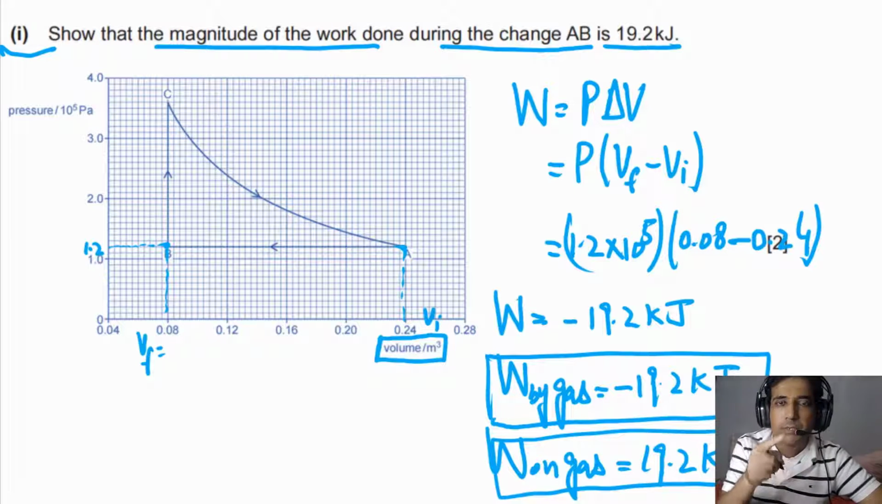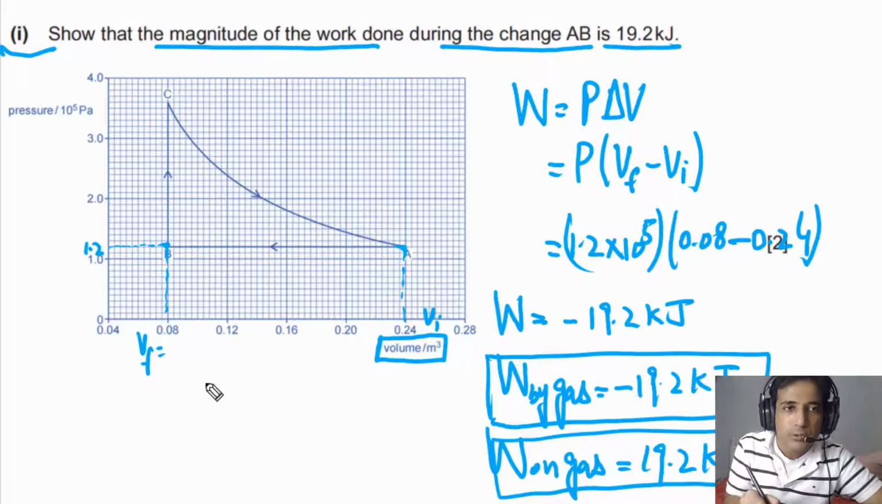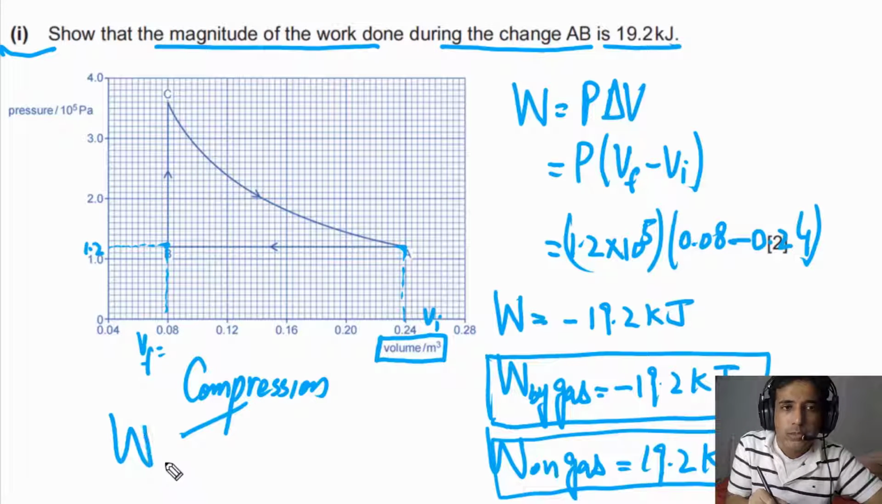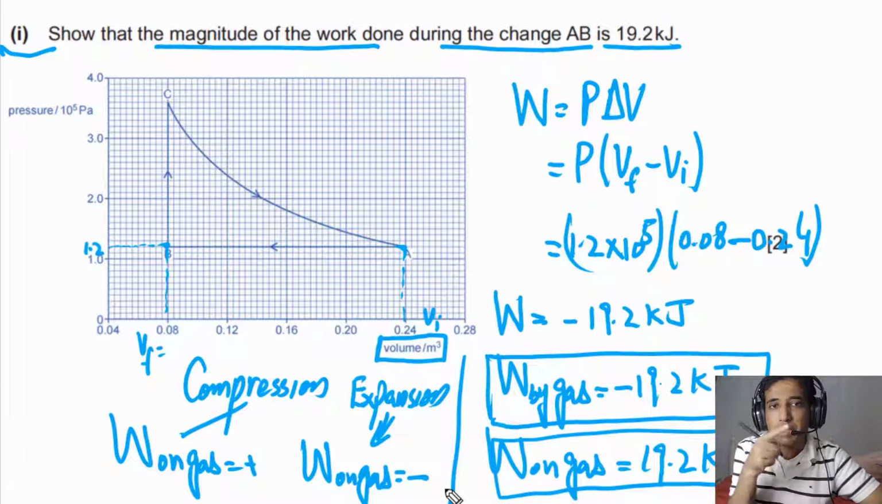In compression, work is done on gas, and in expansion, work is done by gas. So simply we can also write down here, in compression, work is done on gas. So work done on gas is positive, but in case of expansion, work done on gas is negative. And vice versa is true for work done by gas. Means when work done on gas is positive, work done by gas will be negative, and when work done on gas is negative, work done by gas will be positive.